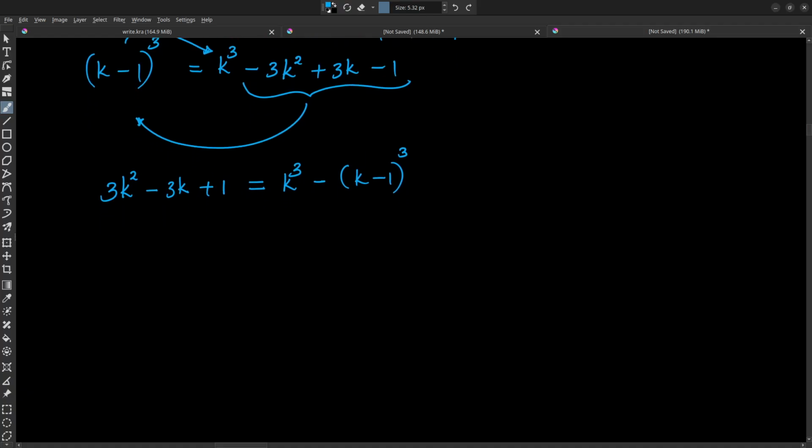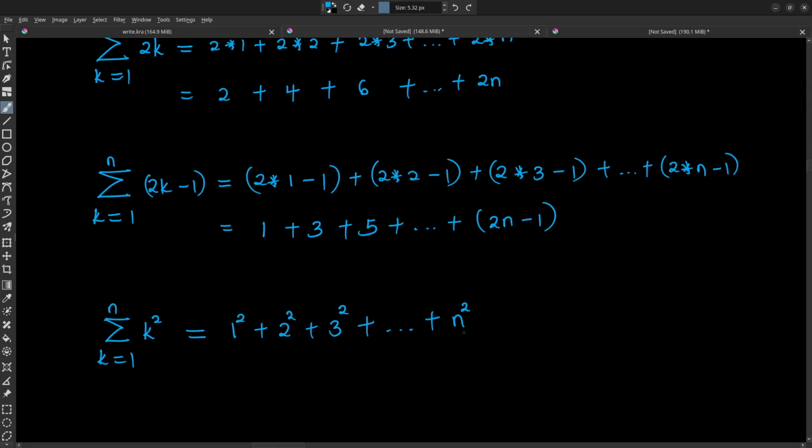Okay, now the next thing I want you to do is, let's write this equation starting with the terms on the right. So basically this implies that k cubed minus (k minus 1) cubed is equal to 3k squared minus 3k plus 1. That's okay. We've just exchanged the sides of the equation. Now, what I want us to do at this point, we need to introduce the summation symbol, the one we have just learned here, right?